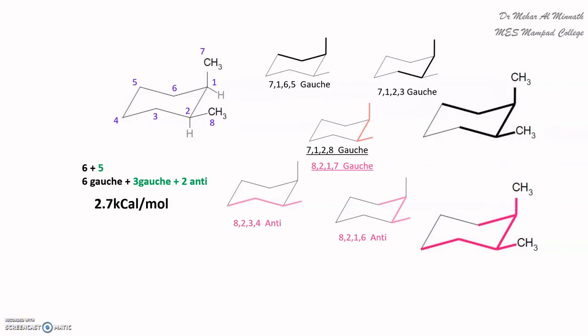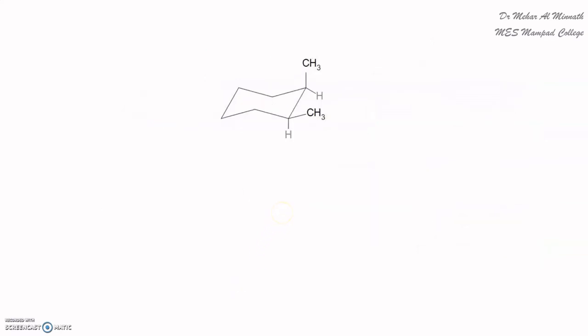Now let us look at the chirality of this conformer. When you take the mirror image of this conformer, the form which we get is something like this. Now these two are mirror images. This is beta-beta, the mirror image is also beta-beta, and this is axial equatorial, the mirror image is also axial equatorial, right?